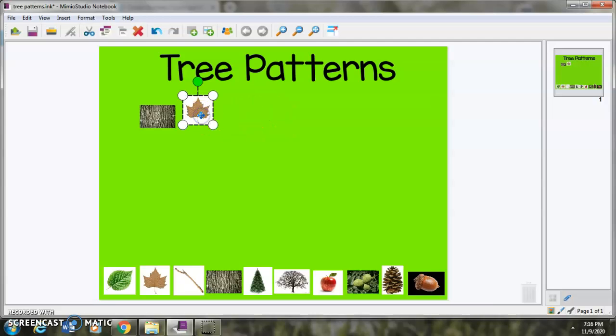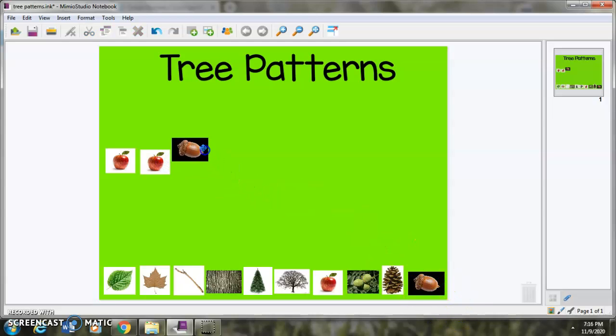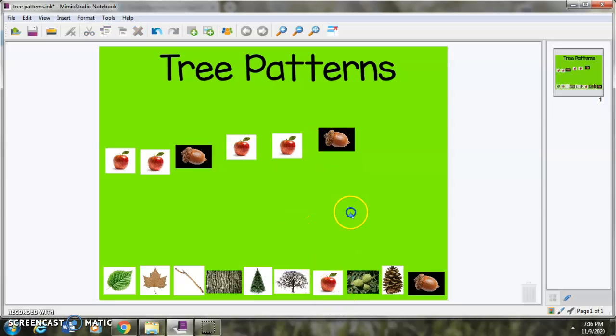Okay, get these all deleted here. What if I did apple, apple, oh, trying to get these in line here. Apple, apple, and then acorn. Apple, apple, acorn. Apple, apple, acorn. Kind of running out of room there. What do you think about this one? Tell your person that you're working with, do you think this is a pattern?